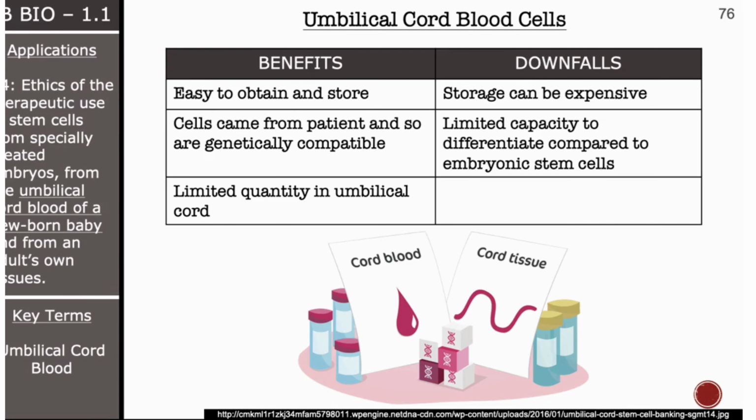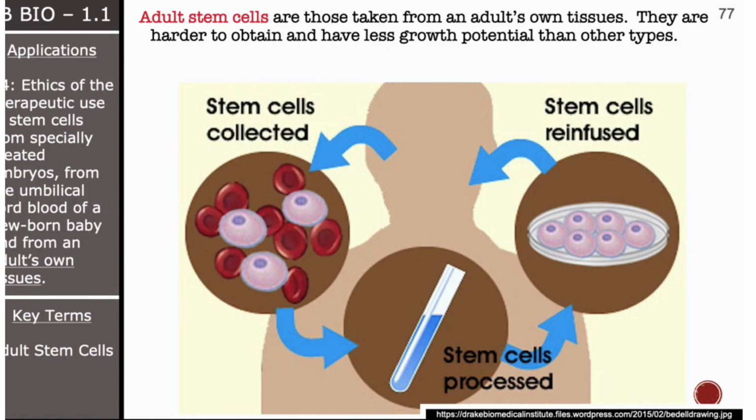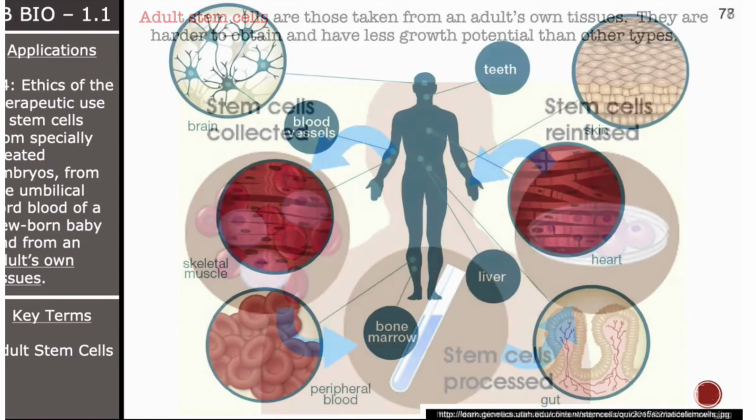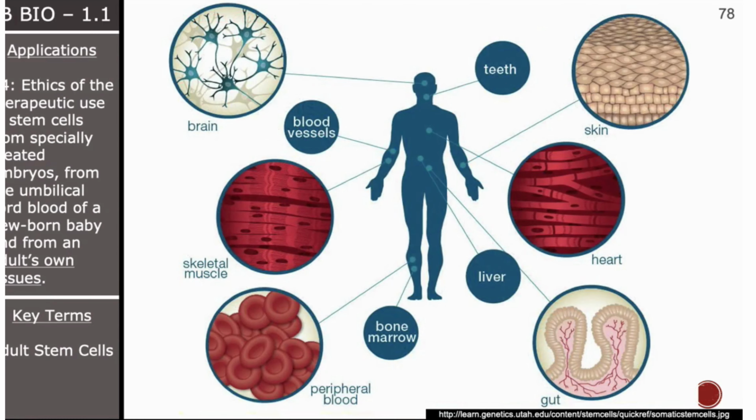It's actually multipotent. And adult stem cells are those taken from the adult's own tissue. They are harder to obtain and have less growth potential than the other types. So here, as you see, we can use them for the brain, teeth, skin, heart, gut, peripheral blood. We take it from the bone marrow actually.